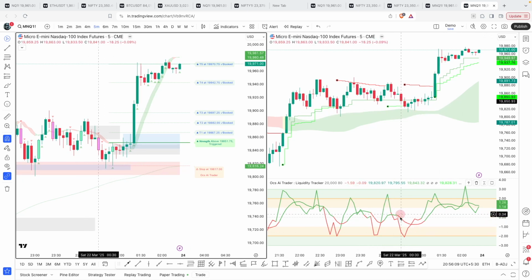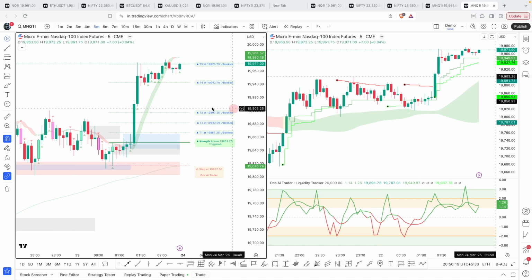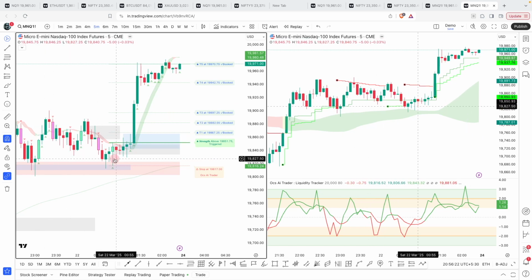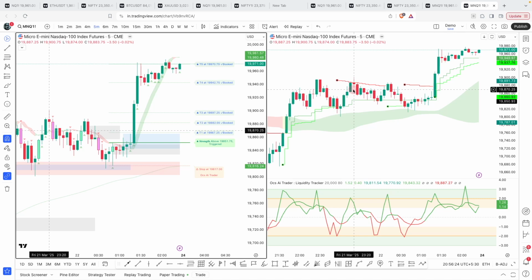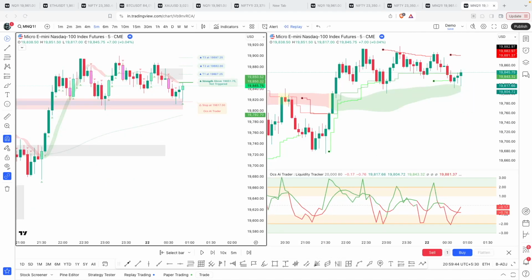Coming to this liquidity cycle, these are the tracks of liquidity in real time. OCS AI Trader is made on two concepts. Number one is historical analysis and signal generation, and number two is the liquidity track in real time. Suppose there is a signal on the 5 minute chart of Nasdaq, and there is a signal on the OCS AI Trader. On the left hand side we are dealing with signal generation, and on the right hand side we are dealing with filtering.